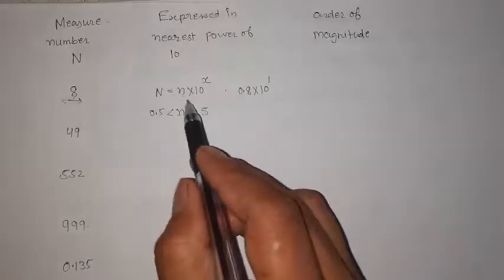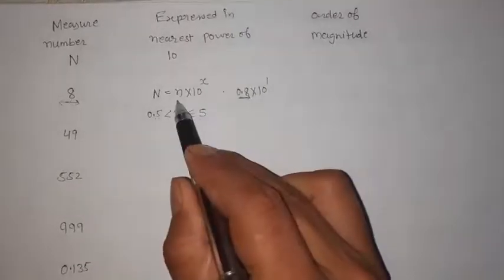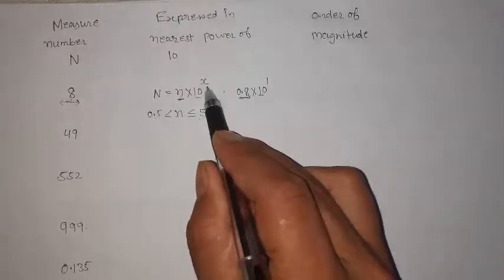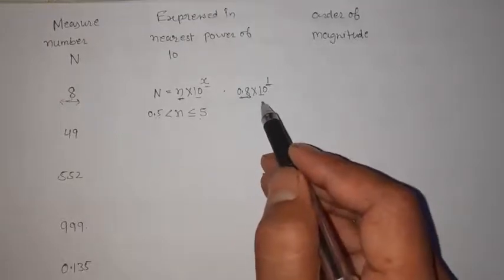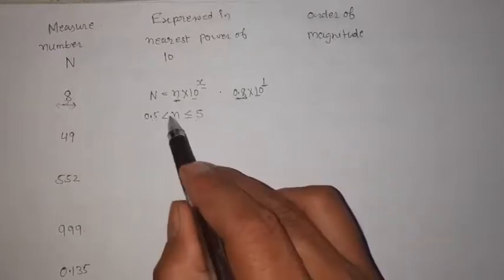Just to check here, this is n, compare with this one. This is n, here it is 10, and this is x, so x is the power of 10, and it is 1 in this situation. Okay, so you will find that this n, is this greater than 0.5?